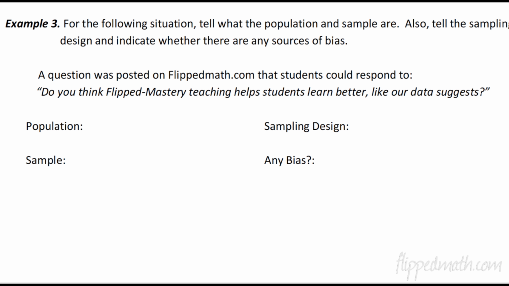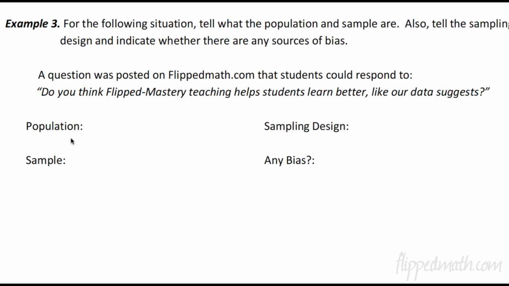Okay, so what did you get for this? For the following situation, tell what the population and sample are. Also tell the sampling design and indicate whether there are any sources of bias. All right, the question is, we put it on flipmath.com. Students could respond to it. Do you think Flip Mastery teaching helps students learn better, like our data suggests? Like how we slid that in there, right?